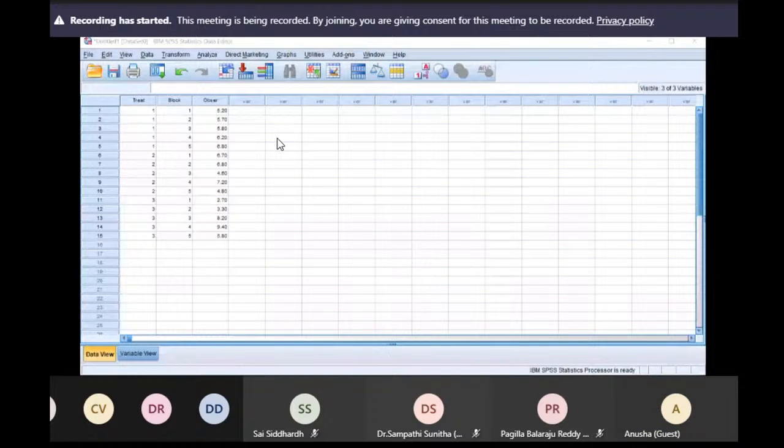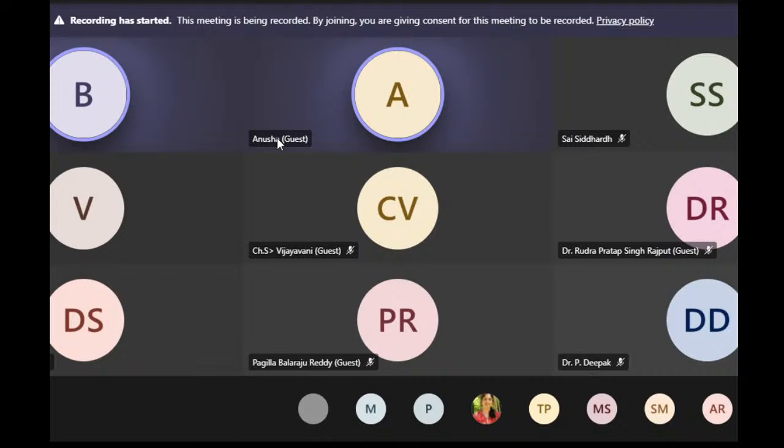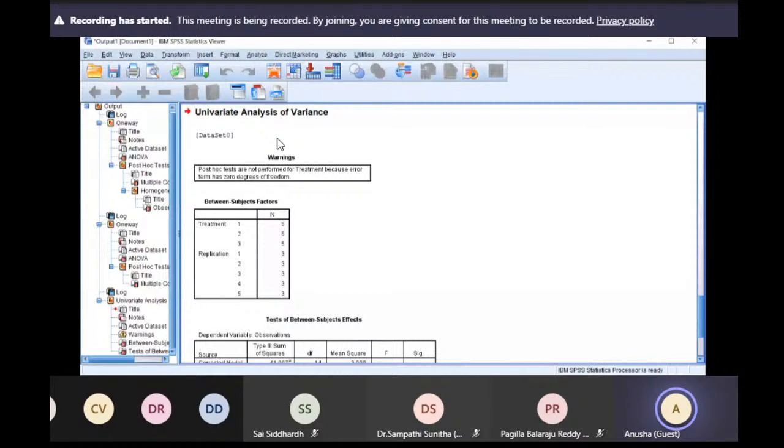So whatever the output is, share the screen. Yeah. So here there are 3 treatments. Each treatment has 5 observations only, and replication that you got. Actually, it is because in the labeling you had given replication. Suppose in the labeling you write block, then here you will get block only. Now there are 5 blocks. Each block contains 3 observations.